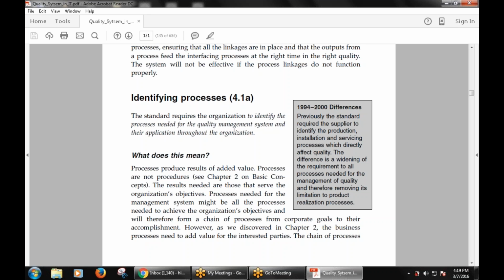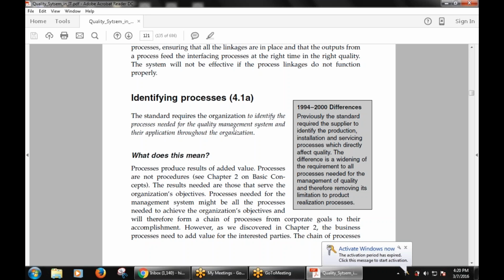Now, what does this mean? What is the scenario for this? Processes produce results of added value. Processes are not procedures, but they serve the organization's objective. Whatever the organization objective is, the processes are required for it.